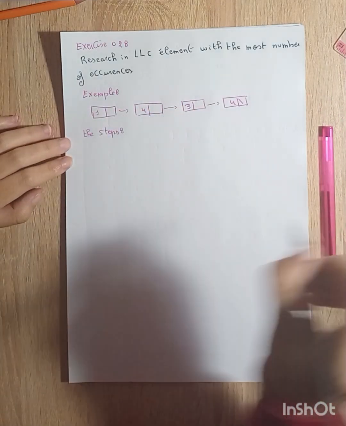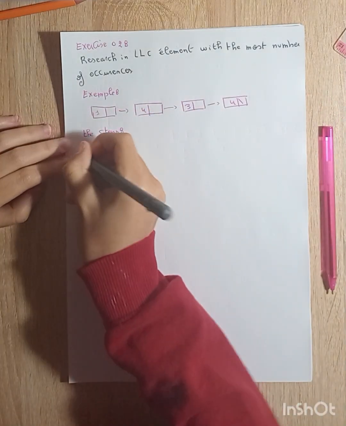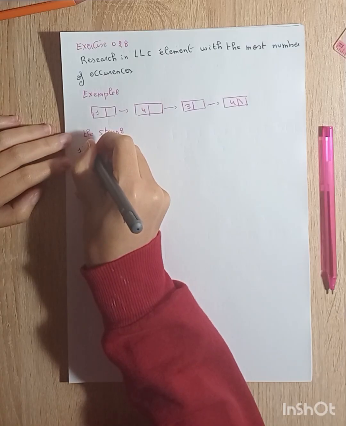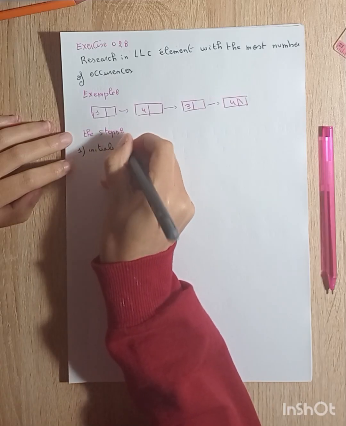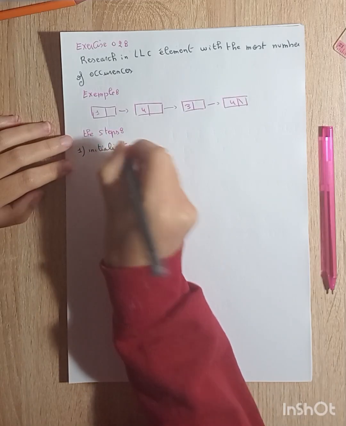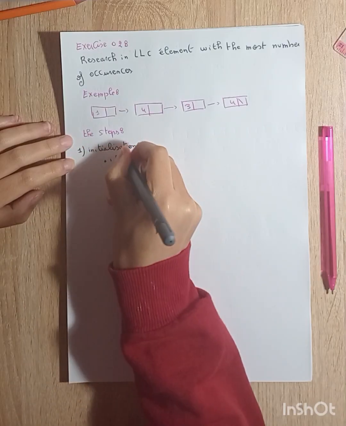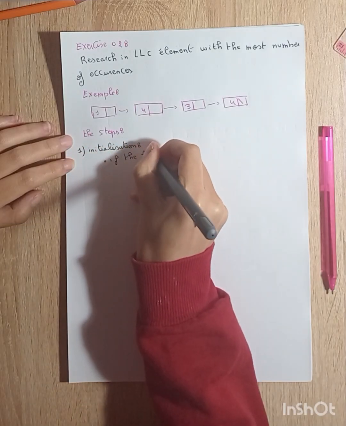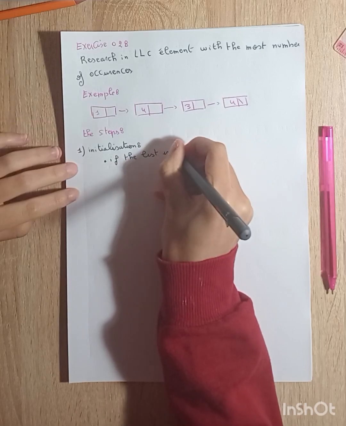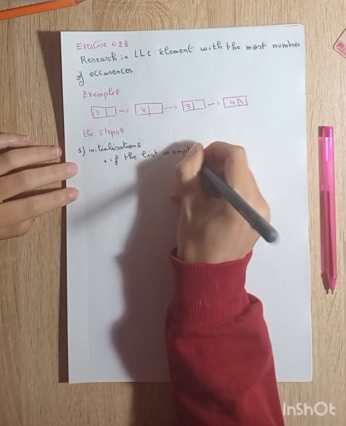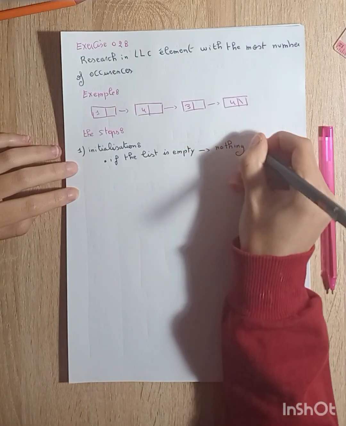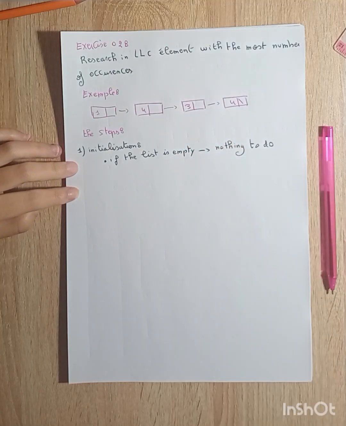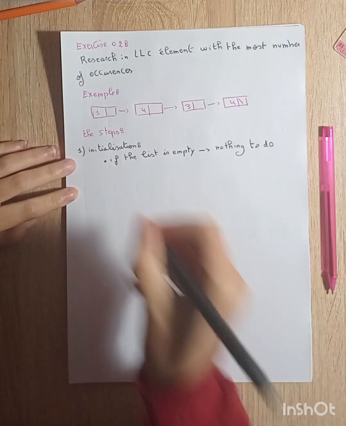First one, initialisation. If the list is empty, there is nothing to do.